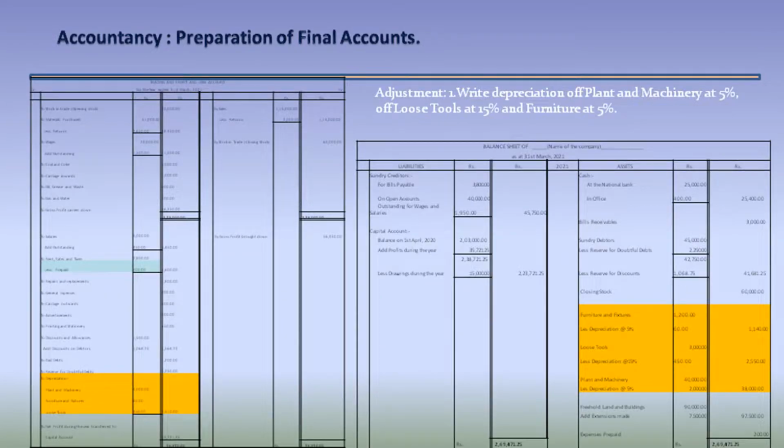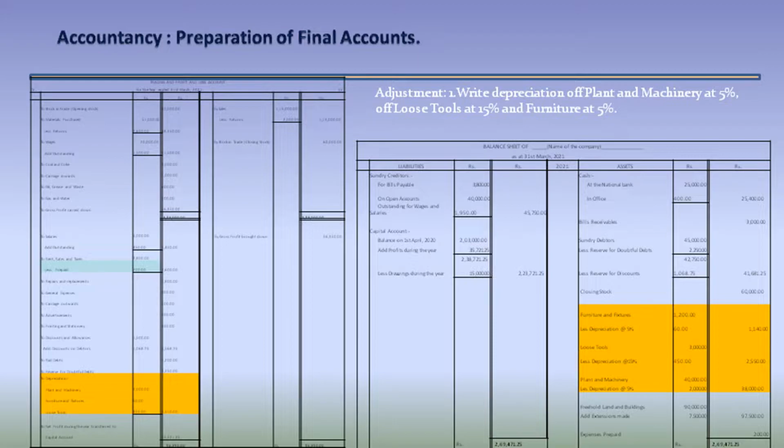Adjustment 1. Write depreciation of plant and machinery at 5%, of loose tools at 15%, and furniture at 5%. We need to charge depreciation on plant and machinery, loose tools, and furniture at the specific rates given in the adjustment. So, on plant and machinery, it is 5%. The cost of the plant and machinery is 40,000, and 5% of it comes to 2,000 rupees. And loose tools, the cost of the loose tools is 3,000. The depreciation to be made is 15%. 15% of 3,000 comes to 450 rupees.